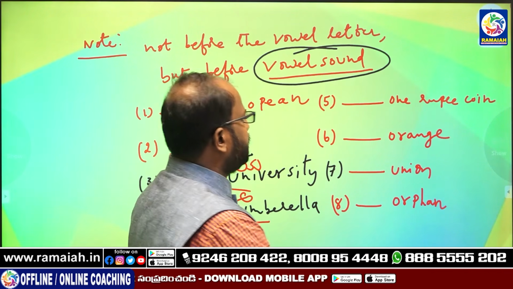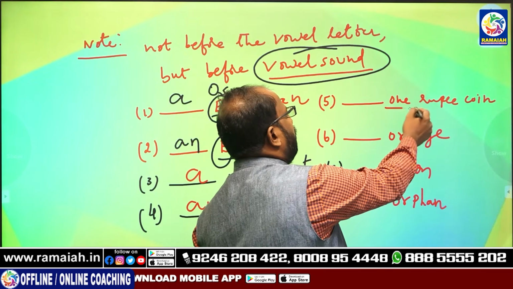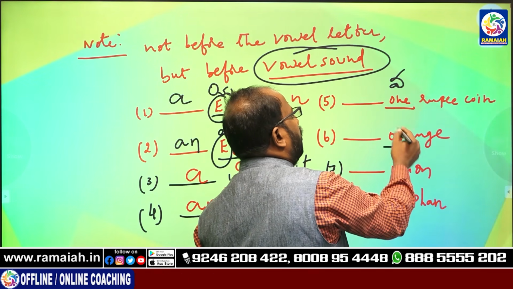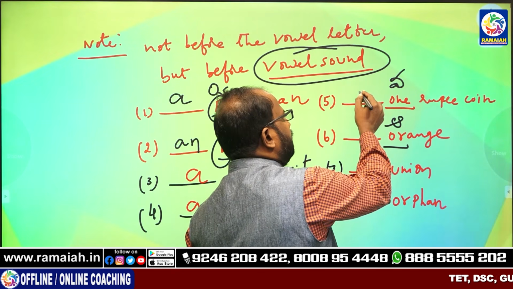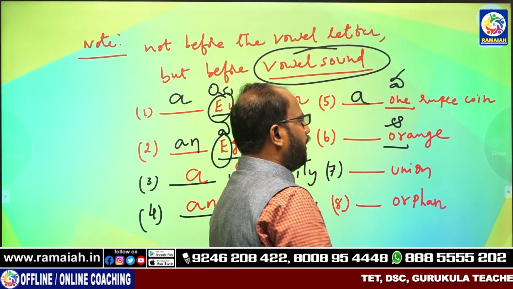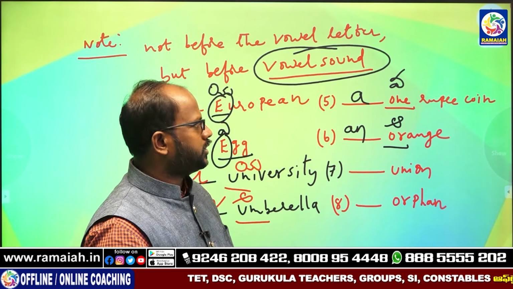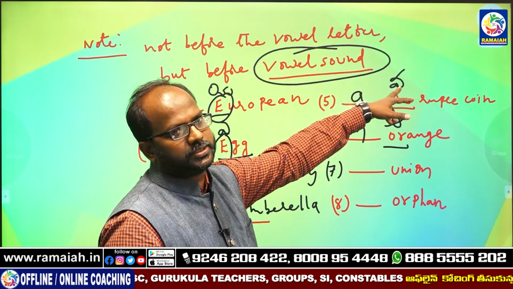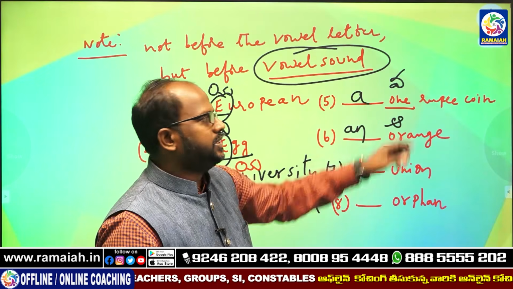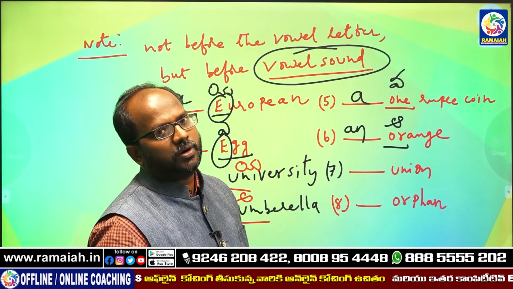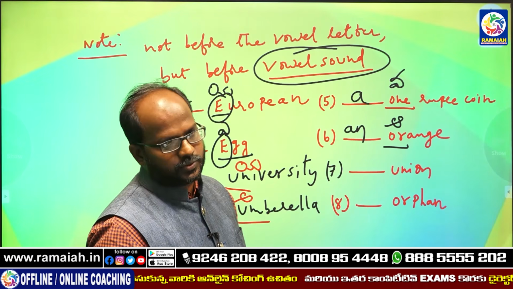Look, some more examples here. One rupee coin, wa. Who gives the sound wa? Orange. Can you tell the answer? A one rupee coin, an orange. Again, the same rule, same logic. O gives the consonant sound, so article a is used. Here O gives a vowel sound, then an is used.